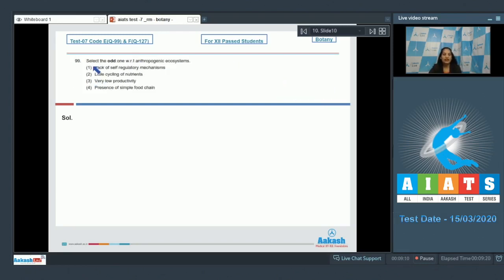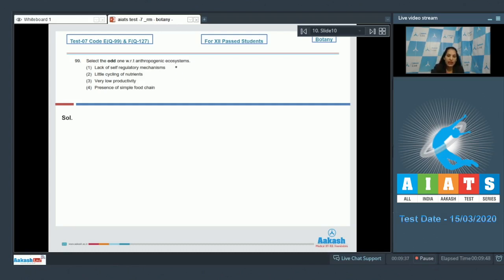Question number 99. Select the odd one with respect to the anthropogenic ecosystem. What is anthropogenic ecosystem? It is a man-made ecosystem. For example, crop fields. Let us take an example of a wheat field or the rice field. They all are anthropogenic ecosystems. They are man-made ecosystems. So you have to choose the odd one regarding this type of system.